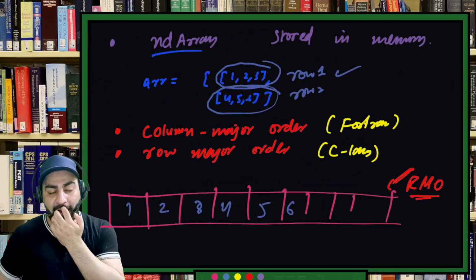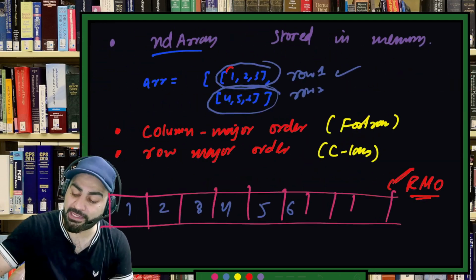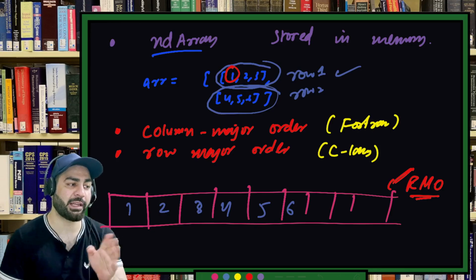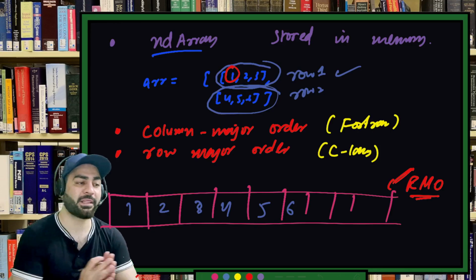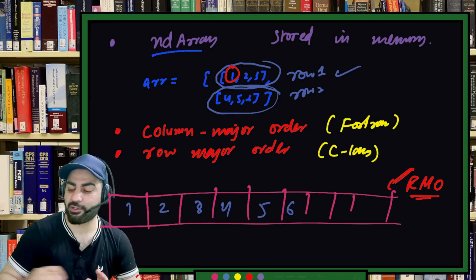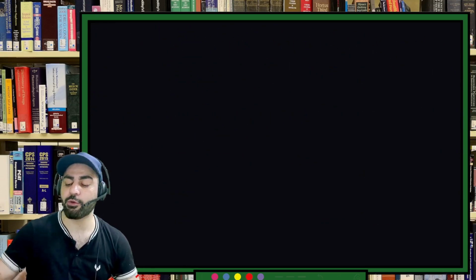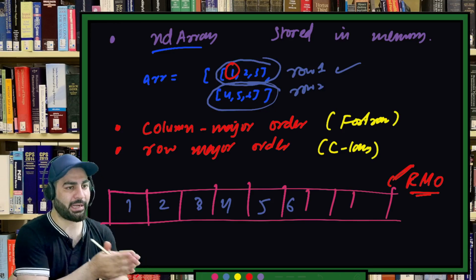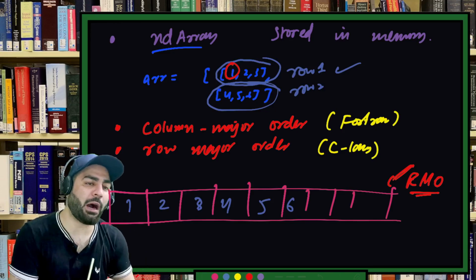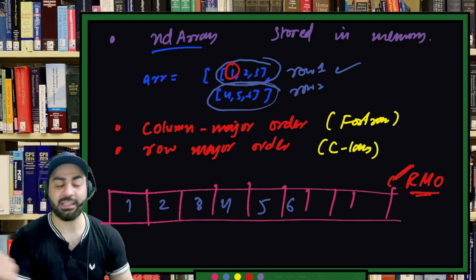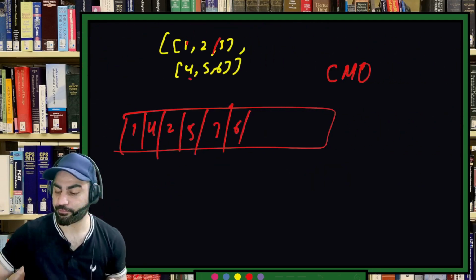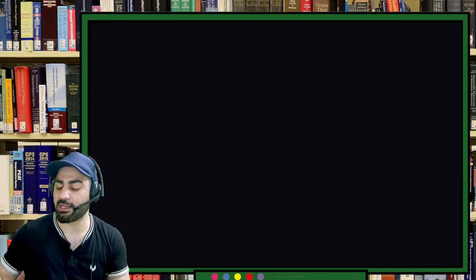Now I have already told you, if you give me the base address, the address of the array, I should be able to go to any element. There is a concept called stride. What is the meaning of stride? I'll tell you that. Now you saw two major orders, column major order and row major order. Now how do you go to a particular element? There's a calculation that is performed, and I'll tell you how that calculation is performed.